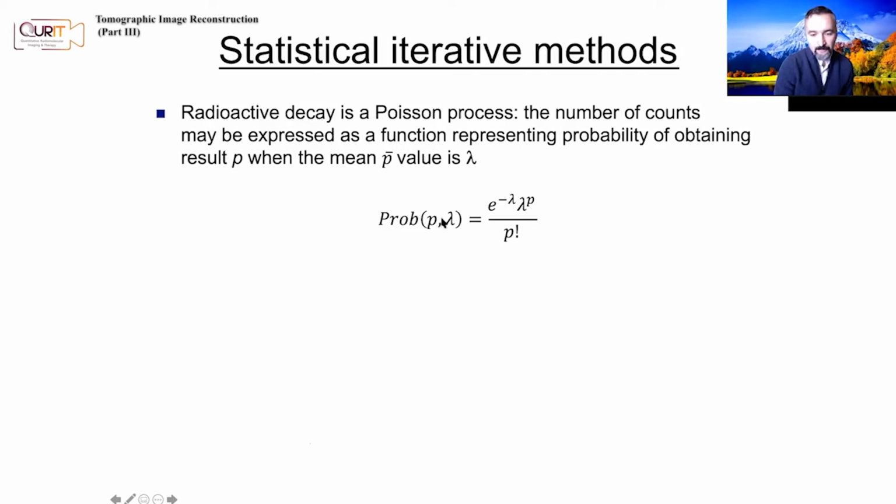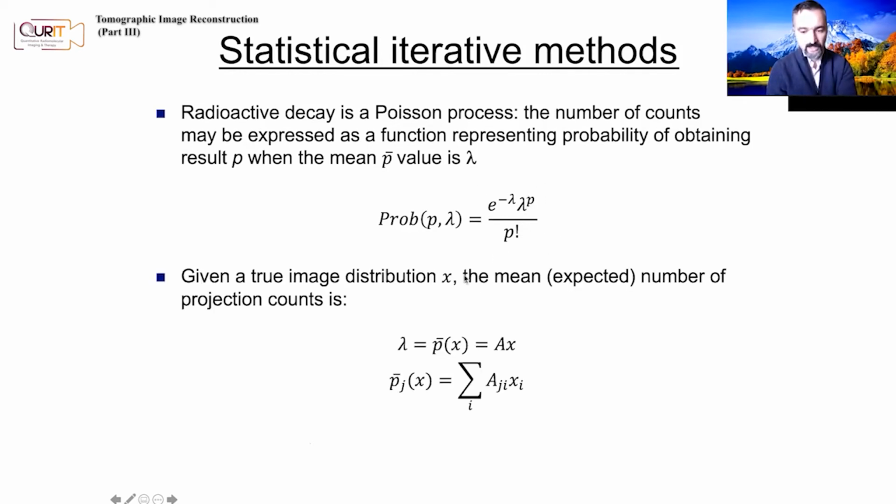So if you have a measurement P, just think of one projection, one line of response with P number of counts. If the expected, the mean number of counts is given by lambda, this is the probability of having obtained that many counts. So if this is the expected mean, the true mean, the probability of getting this many counts is given by this formula, which models the Poisson process.